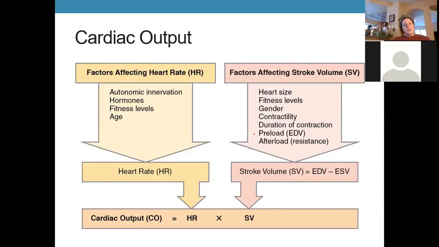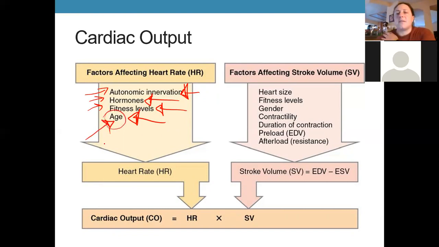So we have a flow chart showing how we're able to change these different things. So the things that affect heart rate are nervous system innervation, hormones, your fitness level, and your age. And we'll touch on these. Basically, your heart rate changes with age. We don't really get into it. And then there's a variety of things that affect stroke volume. So the size of your heart, your fitness level, the fitter your heart, the better your stroke volume often is. Your gender, in part because this affects heart size, because men are typically, on average, larger than women. Their hearts are going to be too.